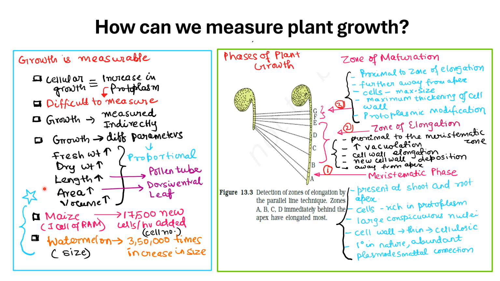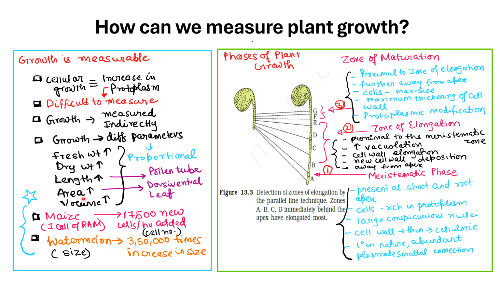For some plant parts, we can also take the measurement of the plant growth in terms of the increase in length, especially if we take pollen tube. Now pollen tube always increases in length in the vertical direction, so if there is an increase in length in the pollen tube, it indicates that plant growth has taken place.